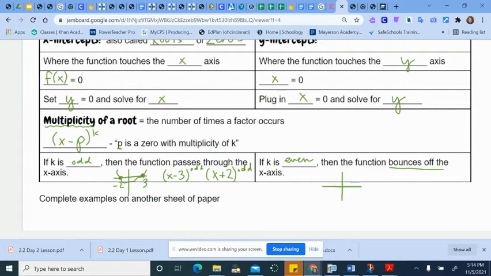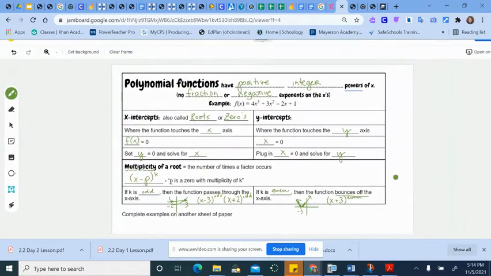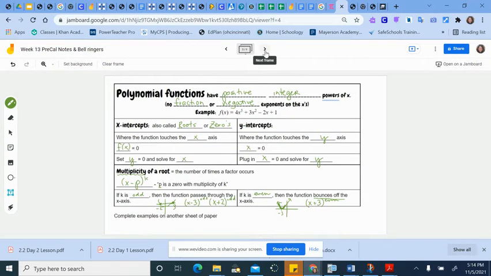For example, let's say this is at -3. And it goes like this, and it just bounces back up. I don't know much else about that function, but I know that x plus 3 has some sort of even exponent on it because it bounces right off. It could be a quadratic, where it's squared, or it could be to the 4th power, or to the 6th, but some even exponent. So let's talk about some examples and see what you can do with this.